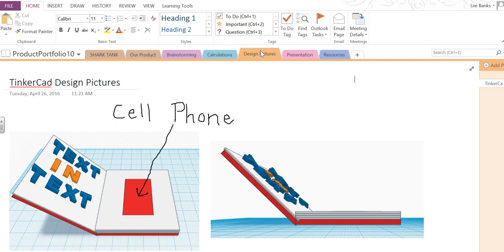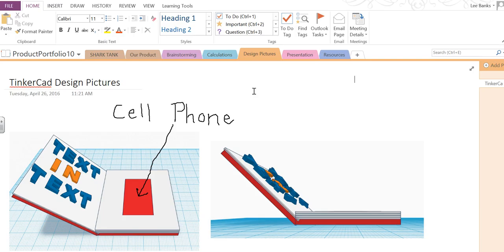The design pictures section is where students place pictures of their prototypes from Tinkercad. To improve this section, I would have students place a picture of their early stage design, middle stage design, and then their final product. We also had a change in the process of this page.